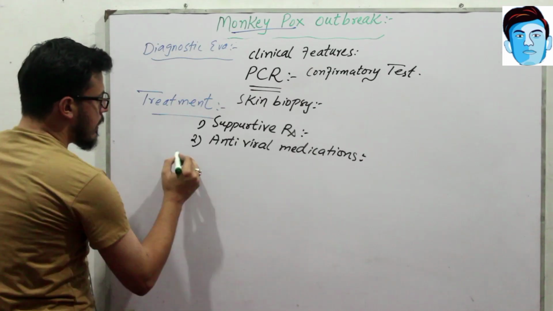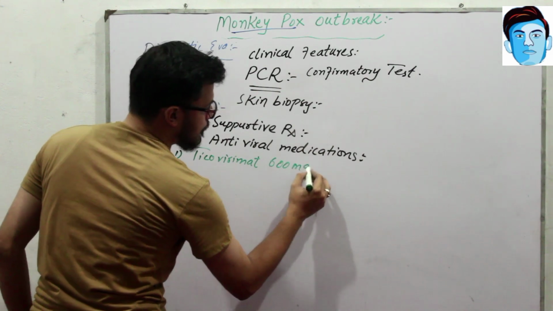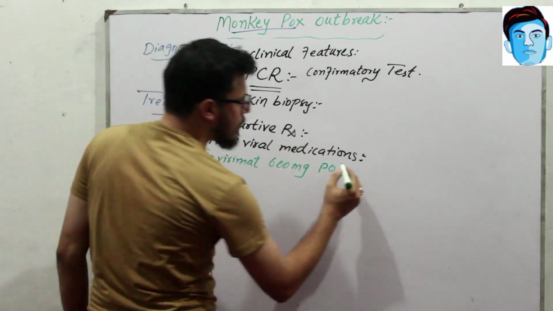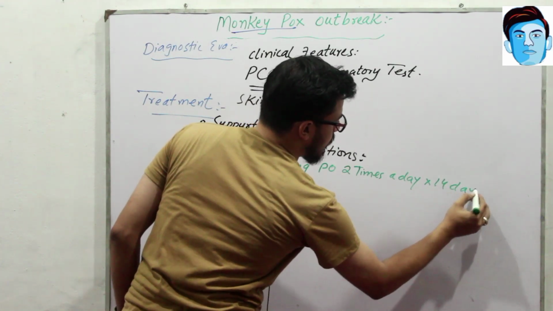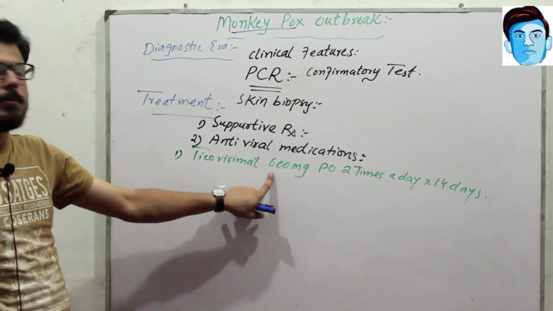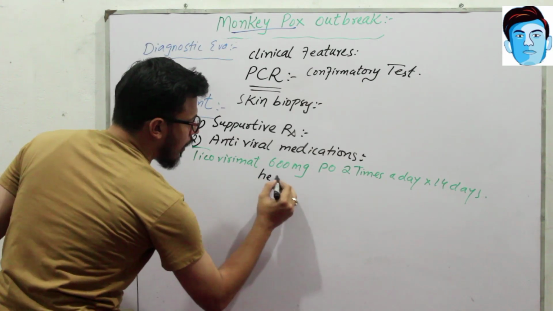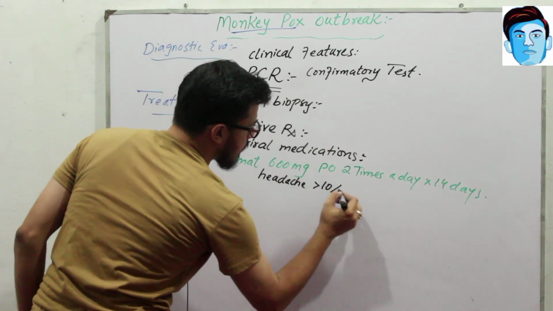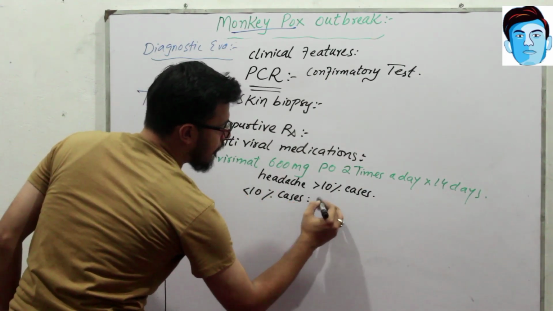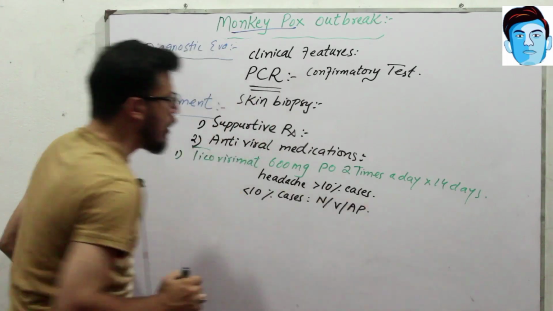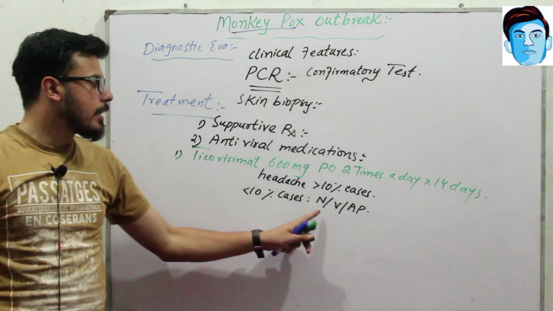The first is called tecovirimat. Give tecovirimat 600 mg per orally 2 times a day for 14 days. The major side effect of tecovirimat is headache, reported in more than 10% of cases, while in less than 10% of cases the side effects are nausea, vomiting, and abdominal pain.